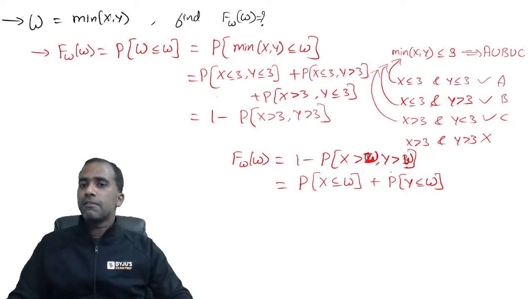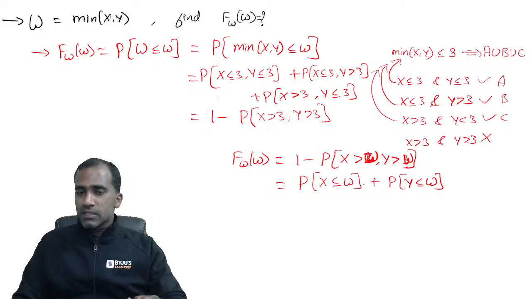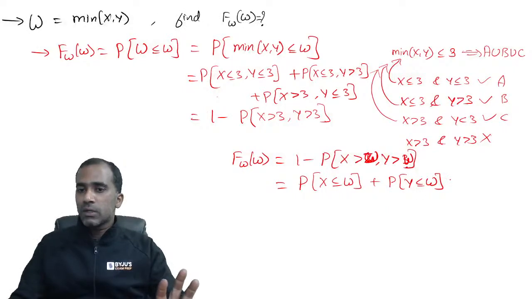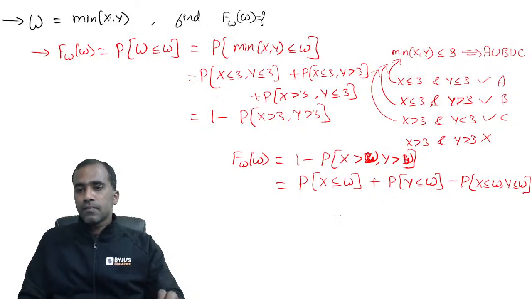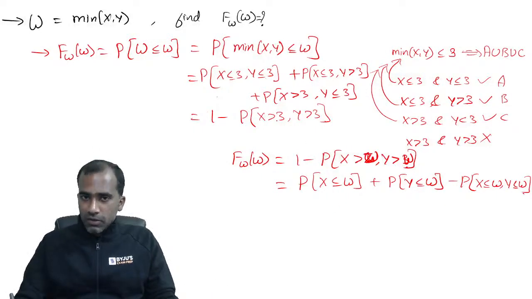If one of x and y is less than w, then the minimum of them also will be less than w. But in this case, there is a common case where both are less than w, so that probability is being added twice, so that's why we are subtracting that case here. P of x less than w comma y less than or equal to w. So the probability is included here and here, that's why we are subtracting once. So this way is also right.